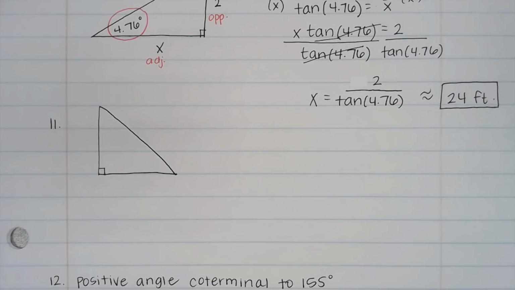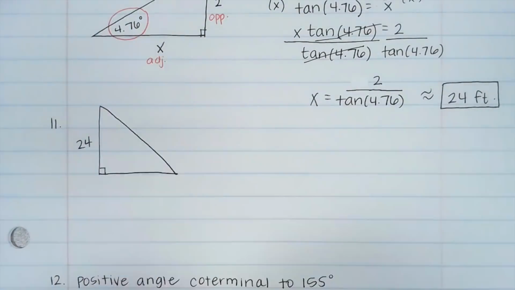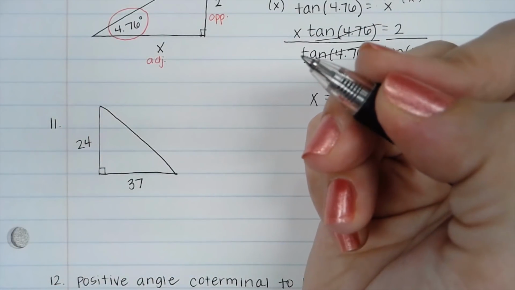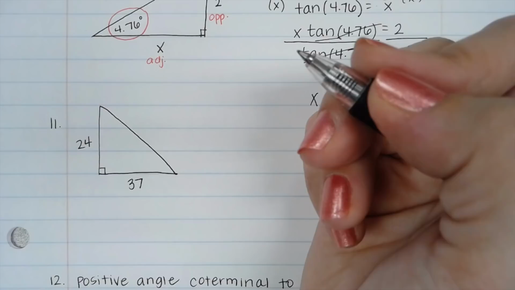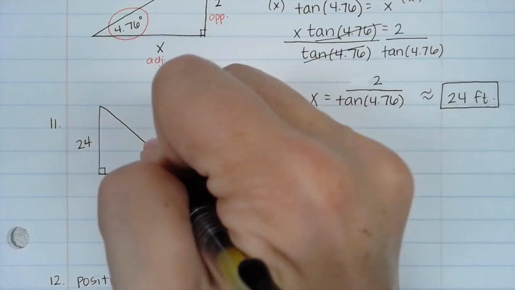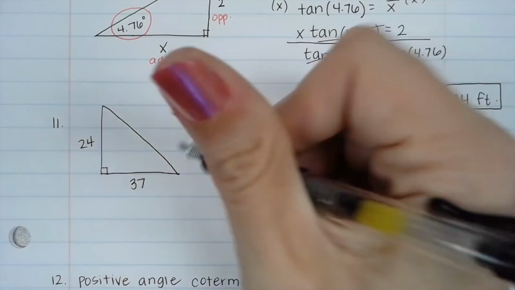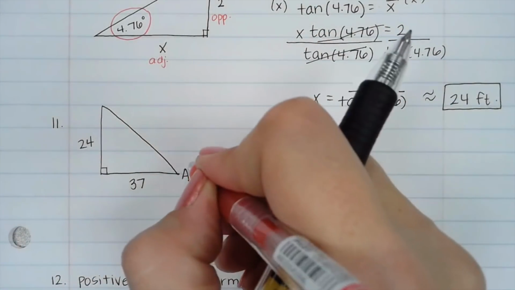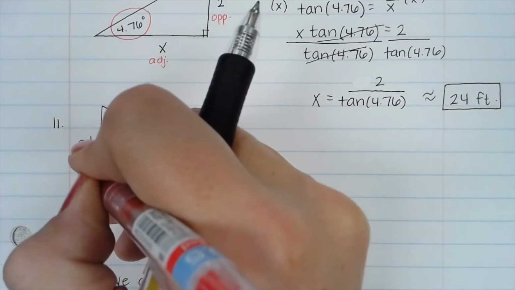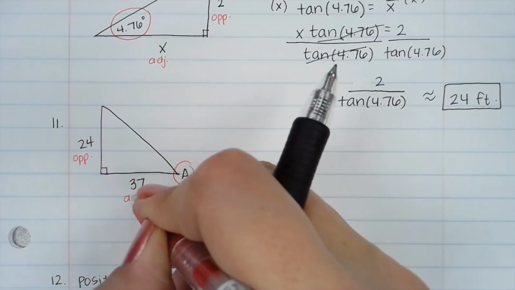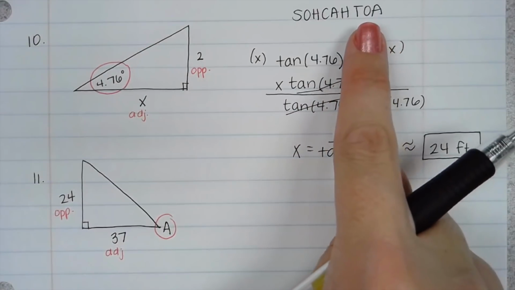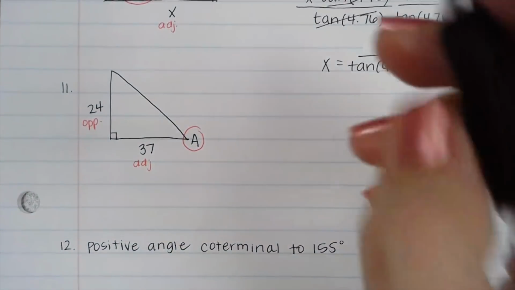So for this problem, it says the building is 24 feet tall, and at a certain time of day, it casts a shadow. So the shadow is down here on the ground, and so it's 37 feet long on the ground. And they want to know what's the angle of elevation at that time of day with the sun. So I could call this angle here A, or I could call it theta. It doesn't matter how you measure it, but that's the angle that you're going to be solving for. The 24 is the opposite side. The 37 is the adjacent side. And so that's how you decide that you're going to use tangent, because tangent is opposite over adjacent.